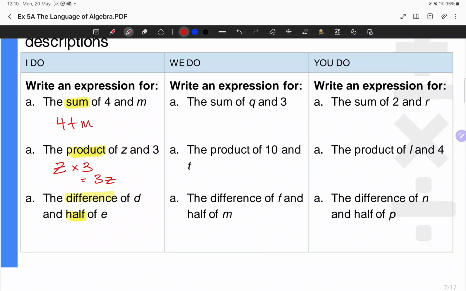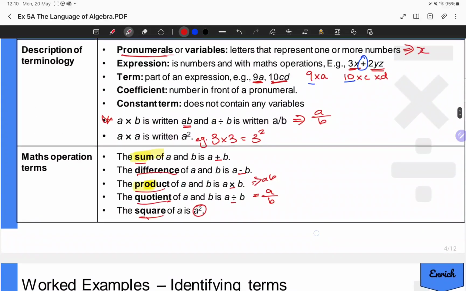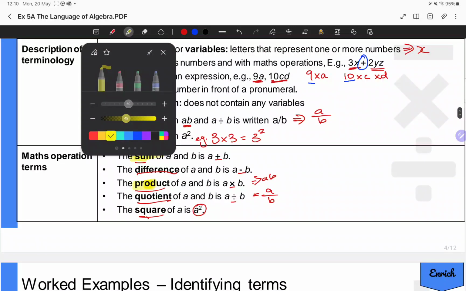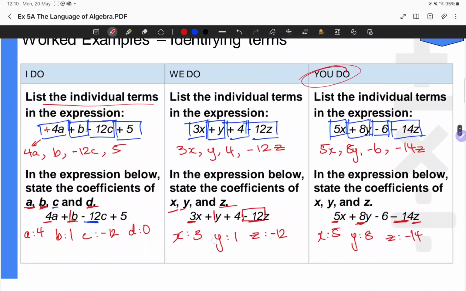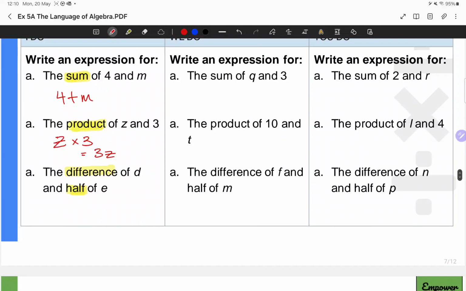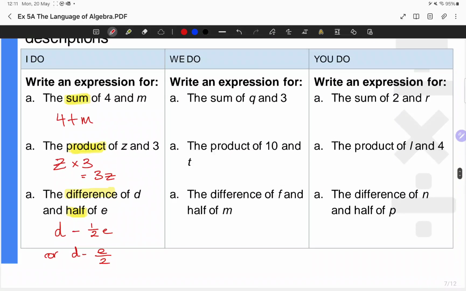Okay. So when we look at the difference, let's go up here. What does difference mean? Difference of A and B means A minus B. So on here, the difference of D and half of E means it's going to be D minus half of E. Now, you can write it in two ways. You can either do half E, like that, or you can write it as D minus E over 2, because you're still halving it. Either way is fine. Whichever makes more sense to you, but they're both correct.